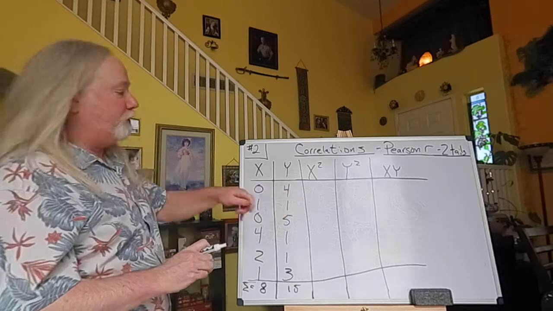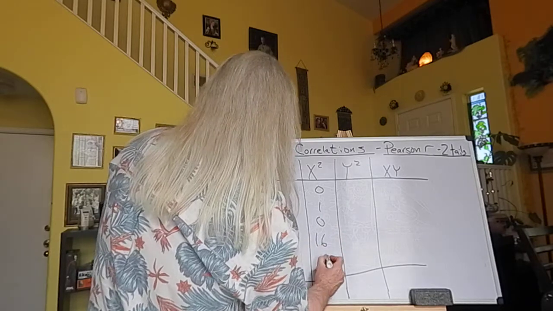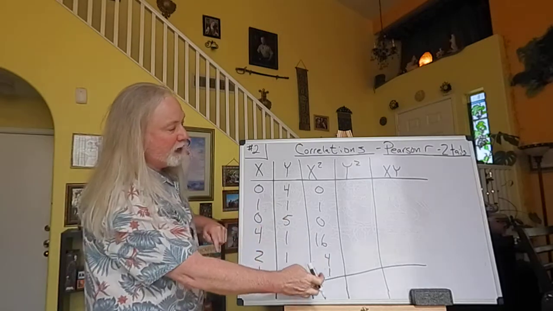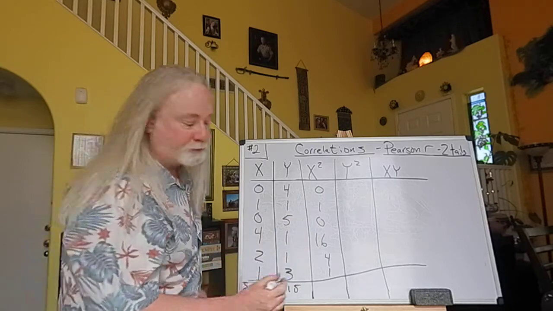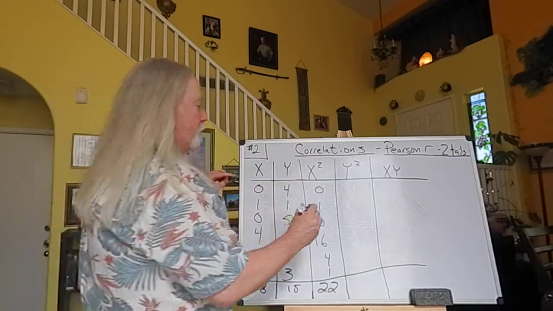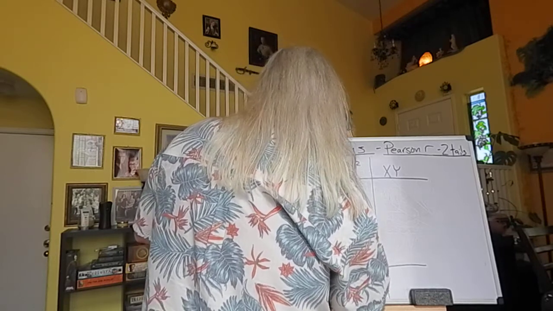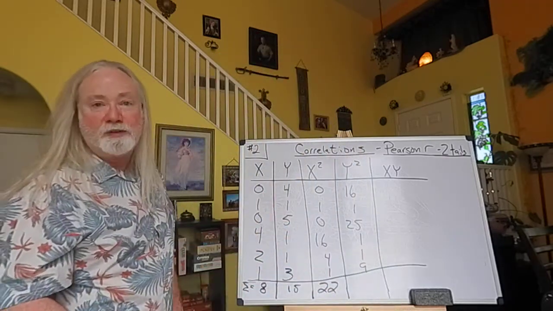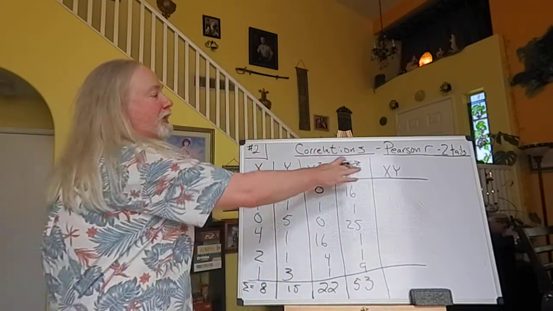Next up, square our x's. Well, 0 squared is 0, 1 squared is 1, 0 squared is 0, 4 squared is 16, 2 squared is 4, 1 squared is 1. So first we square the values, jumping over that middle column, and then sum them up. 0 plus 1 plus 0 plus 16 plus 4 plus 1, 22. Next thing, same for our y's. So 4 squared is 16, 1 squared is 1, 5 squared is 25, 1 squared is 1, 1 squared is 1, 3 squared is 9. So 16 plus 1 plus 25 plus 1 plus 1 plus 9 gives us 53.